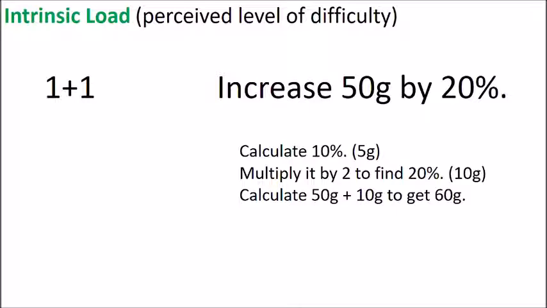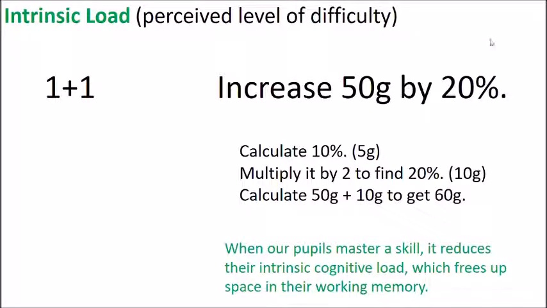And considering what we said at the start of this video, most learners can process around 4 pieces of information at once. That has quite a high intrinsic load if you're not very confident with percentages. So with enough practice, when our pupils begin to master a skill, it reduces their intrinsic cognitive load because after a while, instead of seeing a skill like this as taking up 3 spaces in the working memory, the process will become more automated and they can just view this skill as just one thing.